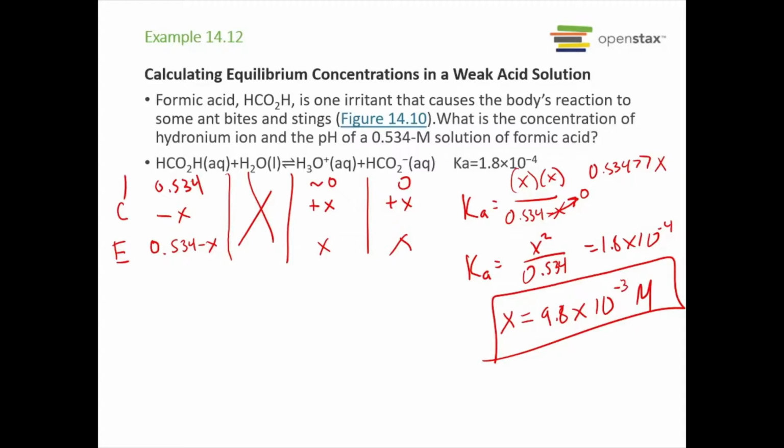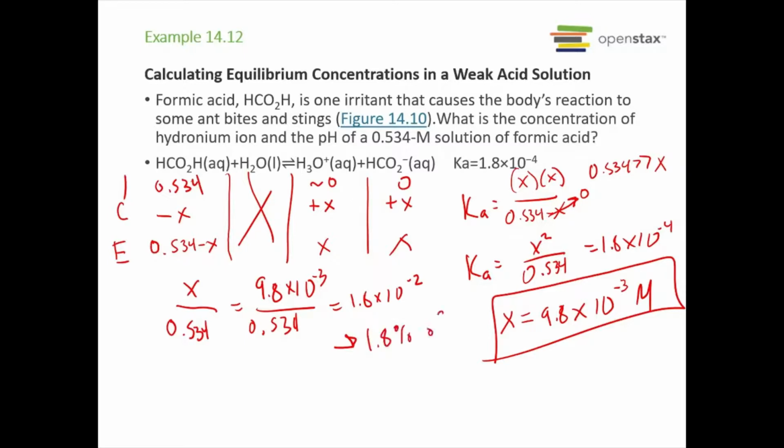So if you wanted to check the assumption that X is super small compared to 0.534, you have your X over 0.534, and that's equal to 9.8 times 10 to the negative third over 0.534, and that's 1.8 times 10 to the negative 2. So that is literally 1.8% of 0.534. So yeah, it's super, super small.